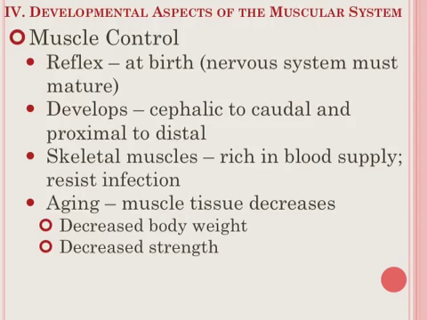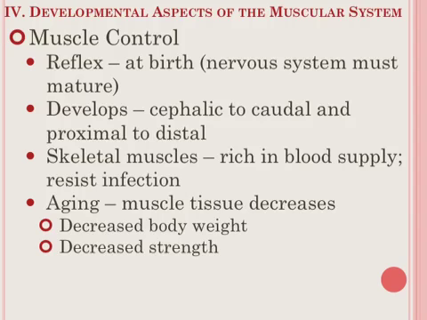Muscle control. At birth, you have reflexes. Your nervous system has to be mature enough for you to have those reflexes. But basically, if it's a full gestational pregnancy, which is 40 weeks, then at birth they will have reflexes. The developmental part of muscle control is it develops cephalic to caudal and then proximal to distal.